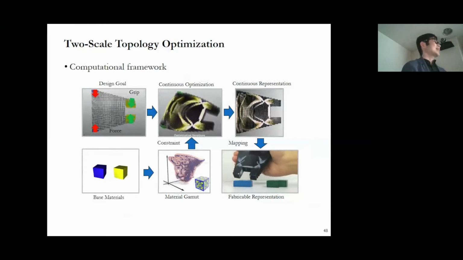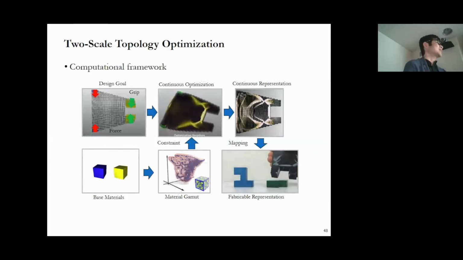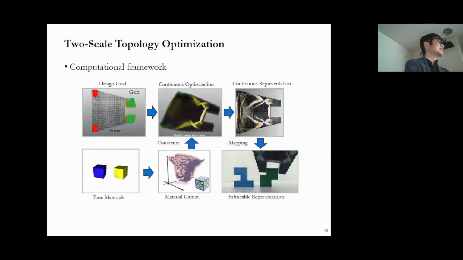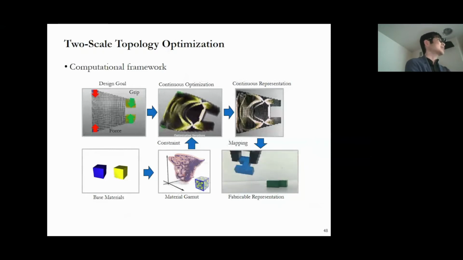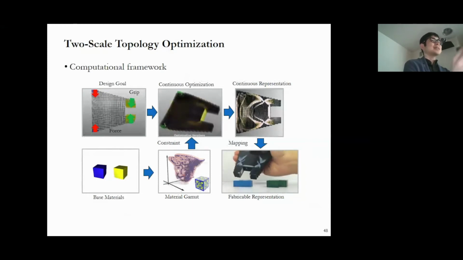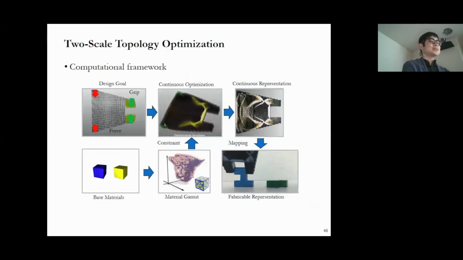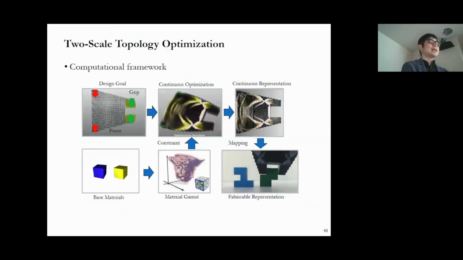That's our design goal and design space. The base materials are these two, and we use this base material to pre-compute a material boundary, a level set function, and use this level set function to constrain our continuous optimization problem. Eventually this is a discrete representation, right? Every voxel is specified by a certain number of printing voxels, but in the computation, everything needs to be continuous to guarantee an efficient convergence.